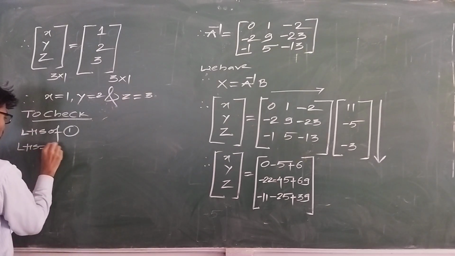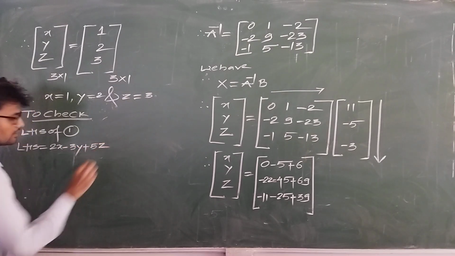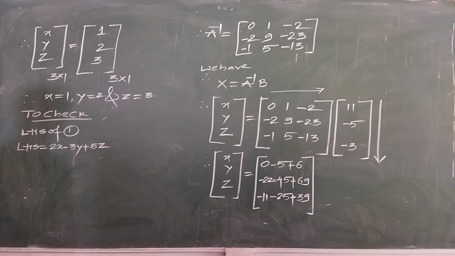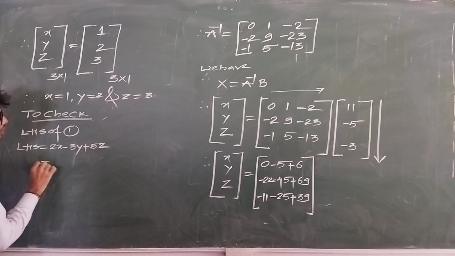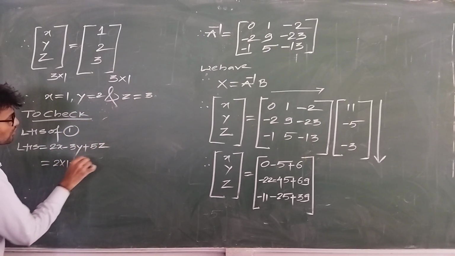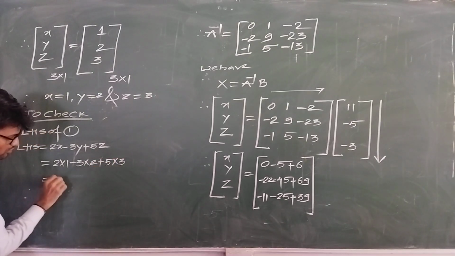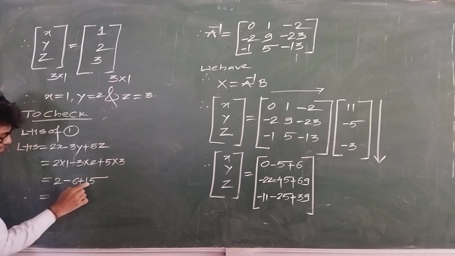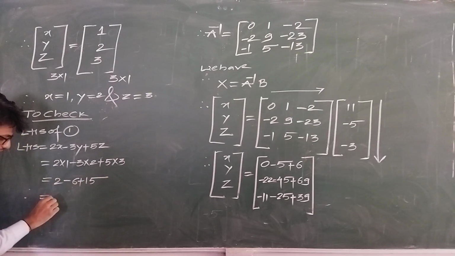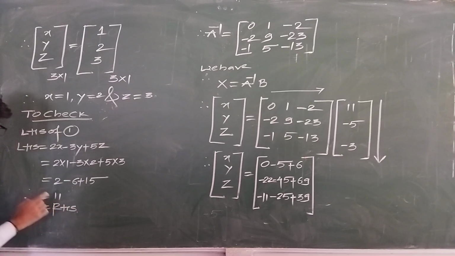The LHS of the equation is 2x minus 3y plus 5z. Here, substitute the values x equal to 1, y equal to 2, z equal to 3. So you'll get 2 into 1 minus 3 into 2 plus 5 into 3. Now, 2 1s are 2, minus 3 2s are 6, 5 3s are 15. So, 15 plus 2 is 17, minus 6 is 11. So this is equal to RHS. 11 is the RHS in the given system of equations.